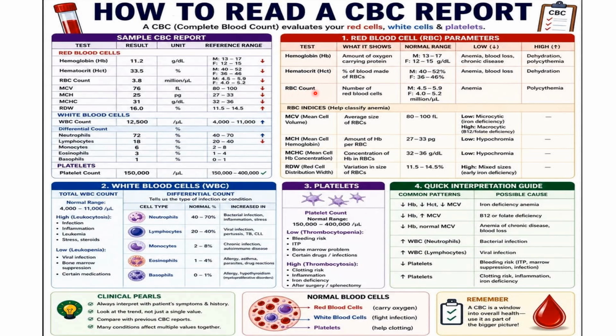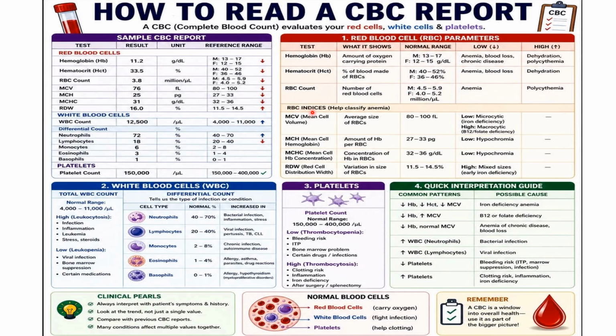Next test is RBC count. It shows the number of red blood cells. In males, the normal value is 4.5 to 5.9, whereas in females, 4 to 5.2 million per microliter. Low value is indicative of anemia, whereas high value indicates polycythemia.